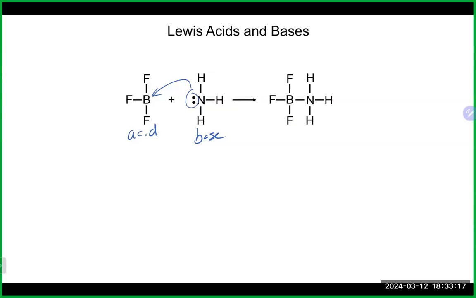Any questions on that? So we will see Lewis acids and bases pop up in a couple other chapters along the way. And definitely when we get to transition metals, complex ions, it's all really about Lewis acid and base, which is how they interact with one another in terms of the relationship. Any questions on that there?